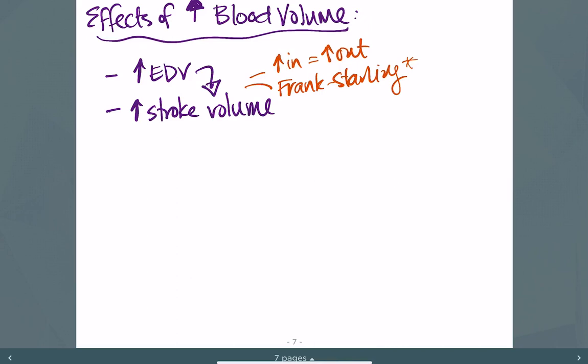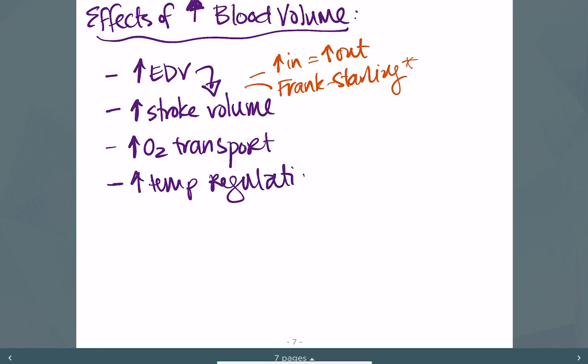We already mentioned this, but I want to put it here as you're making your notes complete. If you increase the blood volume, and with that volume comes an increase in red cell mass, we will have increased oxygen transport, and will increase temperature regulation. We'll have a better ability to utilize evaporation to maintain our body temperature without depleting blood volume to a place where we start to need to rely on an increased heart rate.